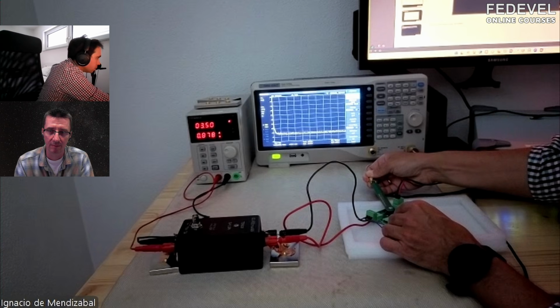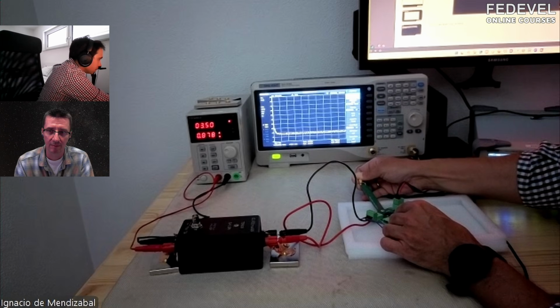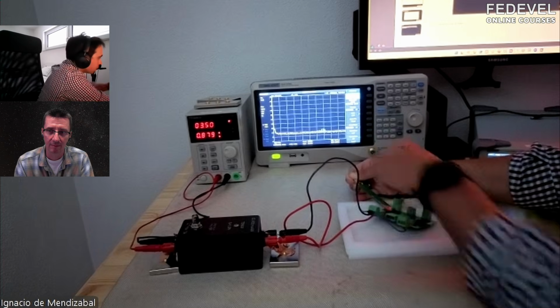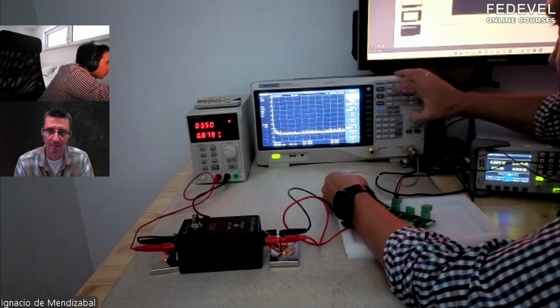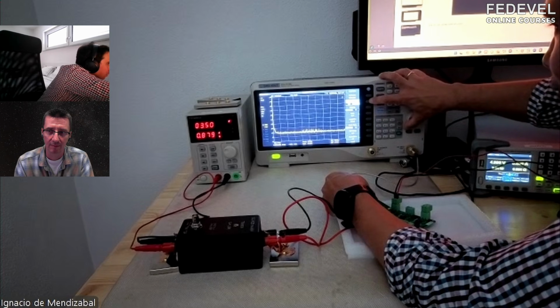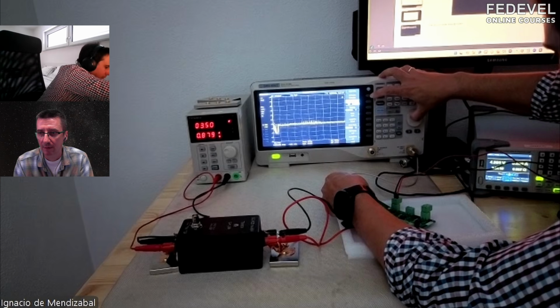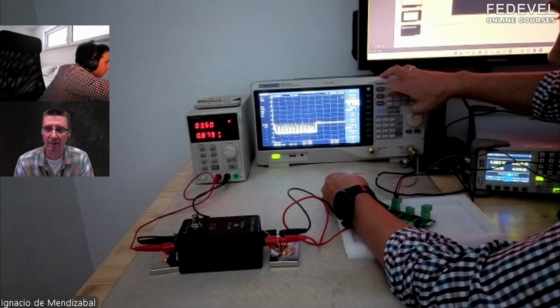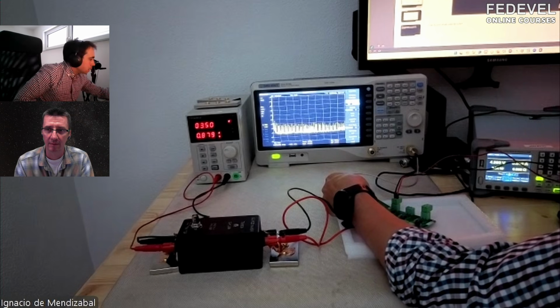Small, very, very small. Okay, now we start seeing some. Let's see if I can reduce a little bit. Do you have load there now? Yes, we have load. Okay. So the electric field is lower.